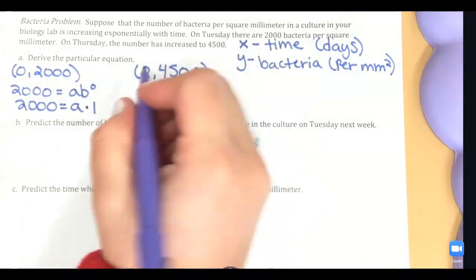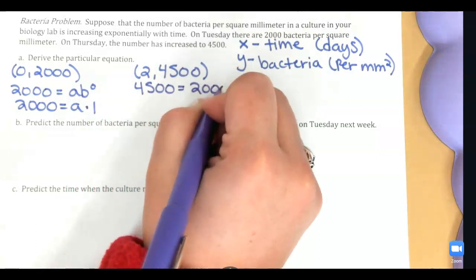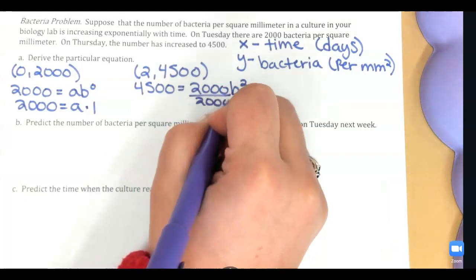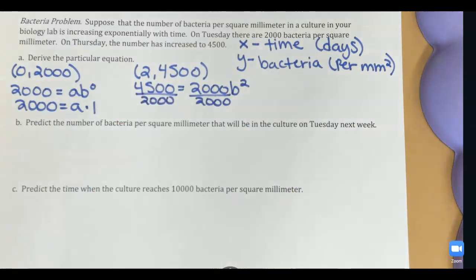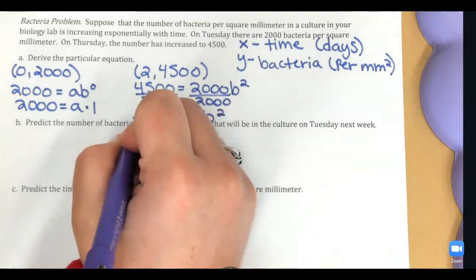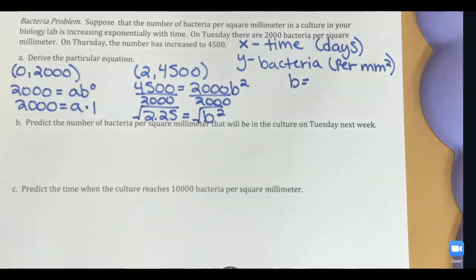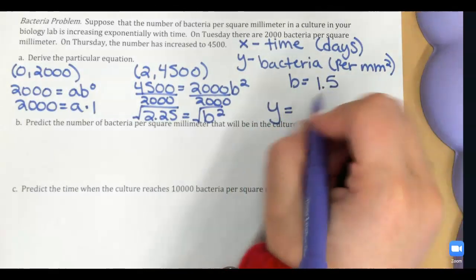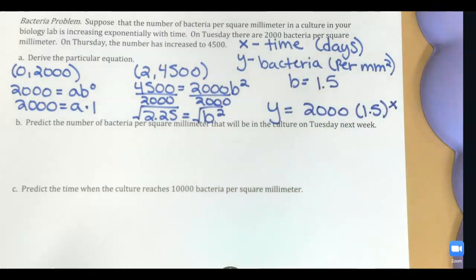So I'm going to use that. And this other ordered pair, 4,500, is going to be equal to 2,000 times b to the 2nd power. So I'm going to divide 4,500 divided by 2,000 is 2.25. And if that's equal to b squared, I'm going to square root both sides. And b is actually a pretty number this time. It's just 1.5. So my function is y equals 2,000 times 1.5 to the x.